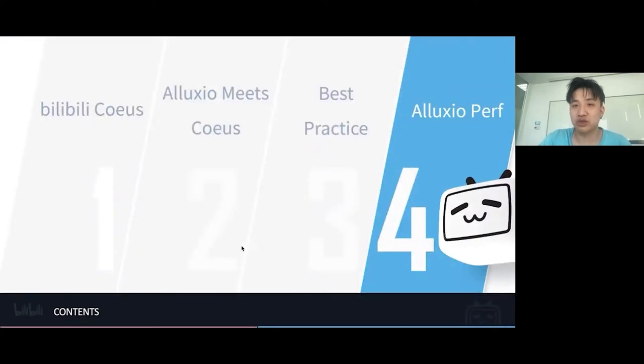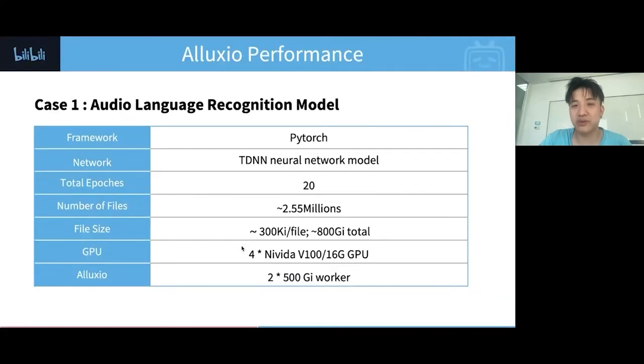In this section, I will introduce two practical application scenarios of Alluxio at Bilibili. In these two scenarios, we support high-speed or large-scale training with Alluxio, which are otherwise difficult to achieve. The first example is an audio language recognition model. This training uses 4 NVIDIA V100 GPUs. The total number of files is 2.55 million, and the total size is about 800 GB. The users create two Alluxio workers as caches. Each worker has 500 GB storage.